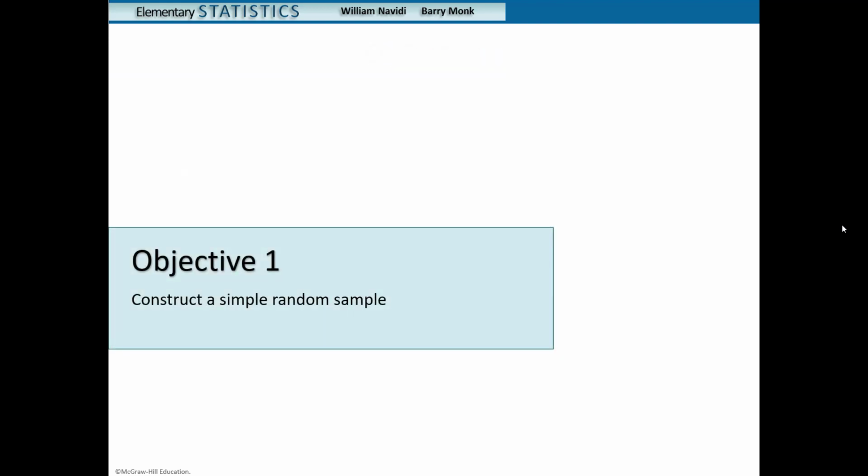So let's move into our first objective, which is how to construct a simple random sample. Before we talk about simple random sampling, I just want to define some terms. And specifically, I want to get us to the point of looking at a formal definition of statistics, so we have an understanding of what statistics is.